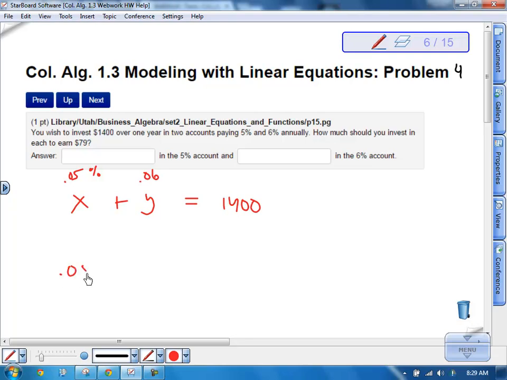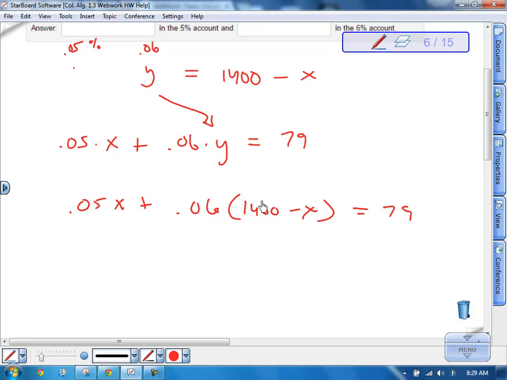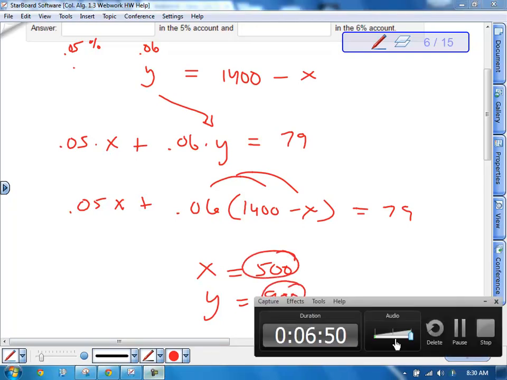Then the interest equation would be 5% of the amount you put in account X plus 6% of the amount you put in account Y has to equal the interest that you gained, $79. So you're solving this system of equations. And to solve a system, you just subtract X from both sides, for example, and substitute. That would work fine. So you'd have 0.05X plus 0.06 times (1,400 minus X) equals 79. Now you just distribute and solve this linear equation, which you guys can handle. When you do that, you get X equals 500 and Y equals then 900. That's total 1,400. So that's 500 in the 5% account and 900 in the 6% account.